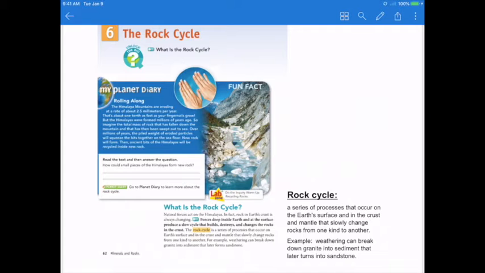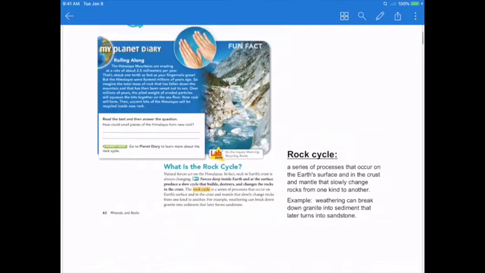So what the rock cycle really means is this. Any rock can be transformed into a different rock. So a metamorphic rock could be transformed into igneous rock. Igneous rock could be made into a sedimentary rock, into metamorphic rock, a metamorphic rock into another metamorphic rock. So it's all a giant cycle.